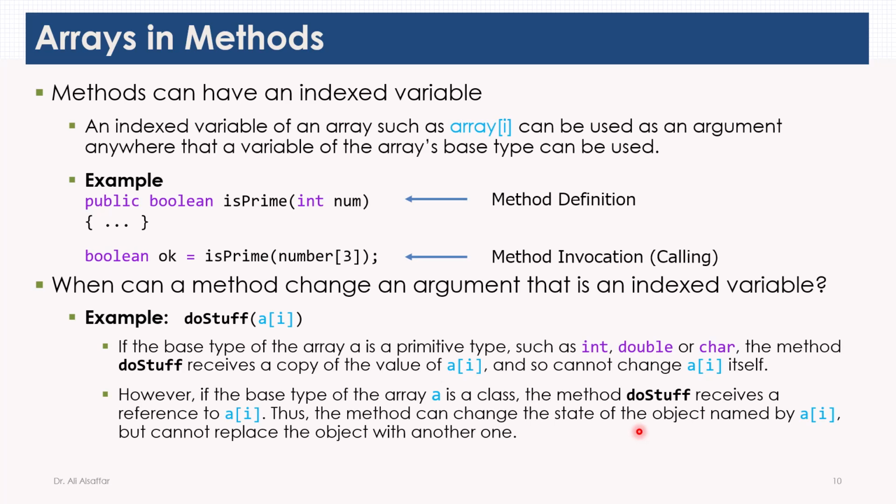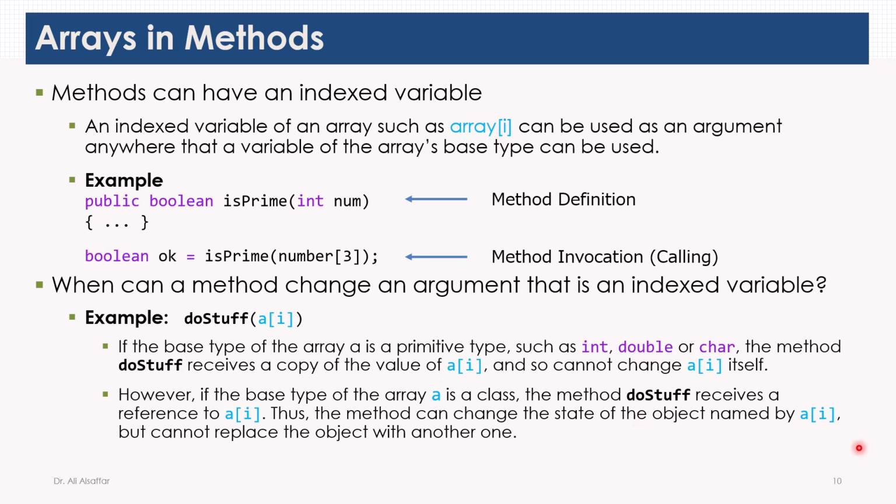When we say change the state of the object, it means we can change its data by calling set methods, for example. However, we cannot make this pointer point to another object, because when we pass this reference to the method, if the method changes the reference, still the original reference of the array is there, so still pointing to the same object. But if you change the data inside that's pointed by AI, then you are changing the state of the object. We will show you this by an example for the two cases: if we are passing a primitive data type and if we are passing a reference to an object.